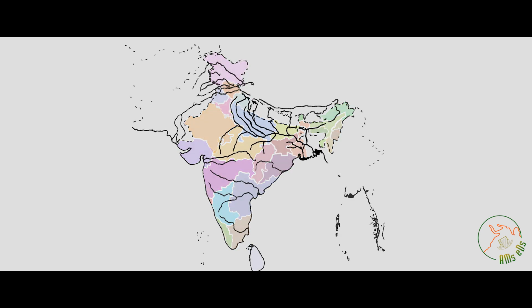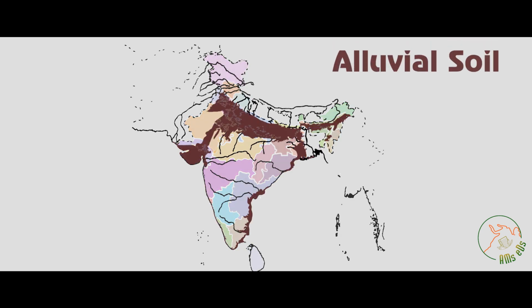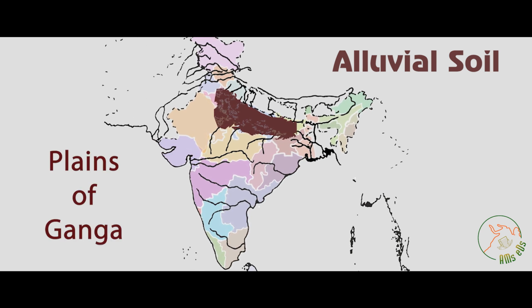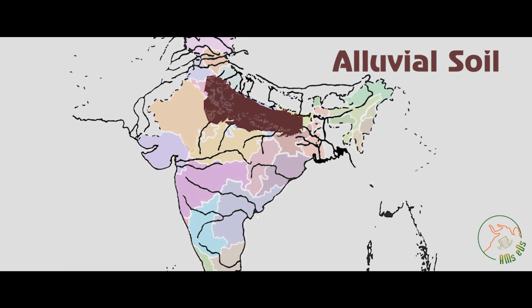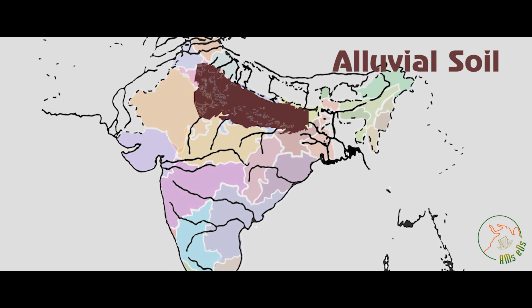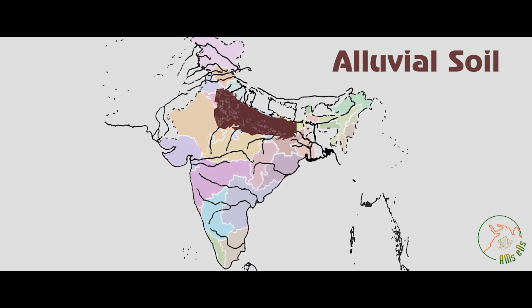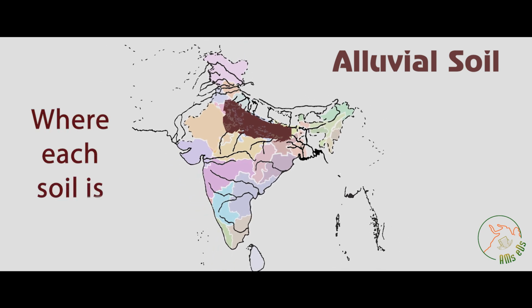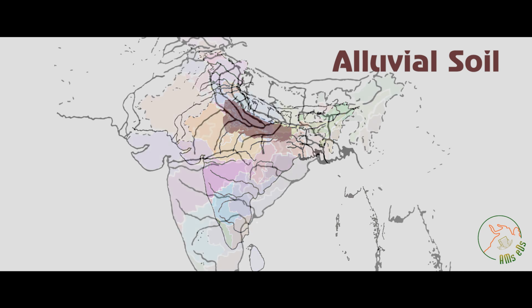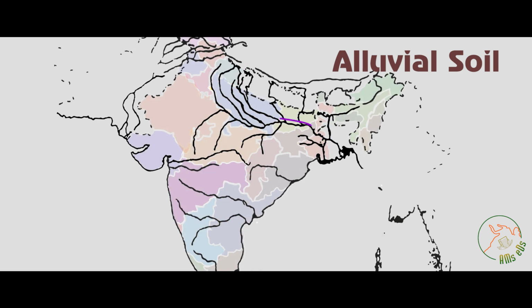First, let's mark the alluvial soil. Usually we mark it in the plains of Ganga, where we find this soil in abundance. The examiner has to be convinced that you know where each soil is found. So, give a rough idea like this. At the confluence of the right and left bank rivers with the Ganga.